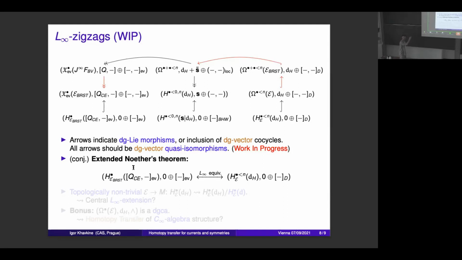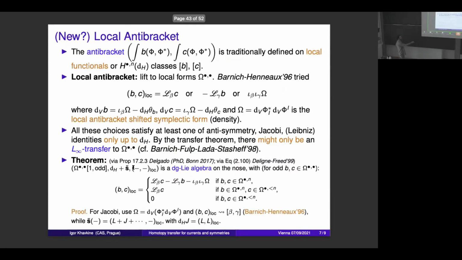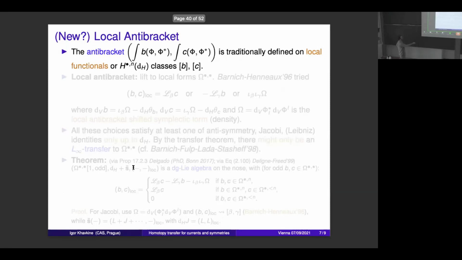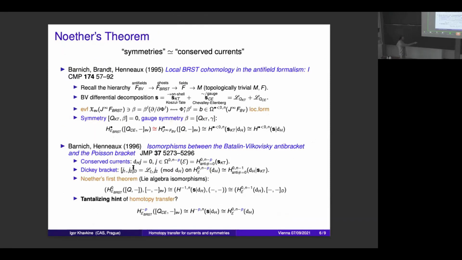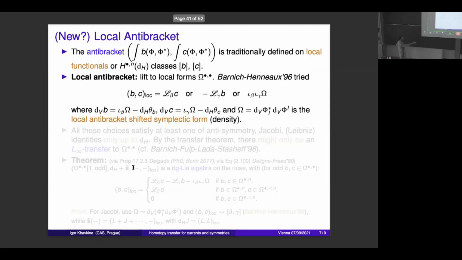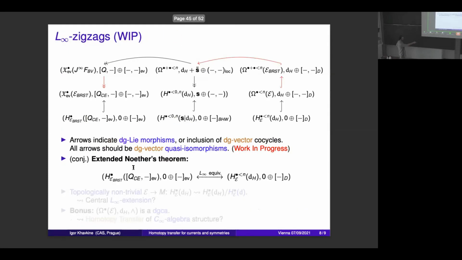So if you just truncate to the binary bracket, we already know that they're equivalent as Lie algebras, and that's the statement of Noether's theorem from Barnich and Henneaux. And what I'm suggesting is that there should be a version of that statement that extends to the higher brackets of the L infinity structure.